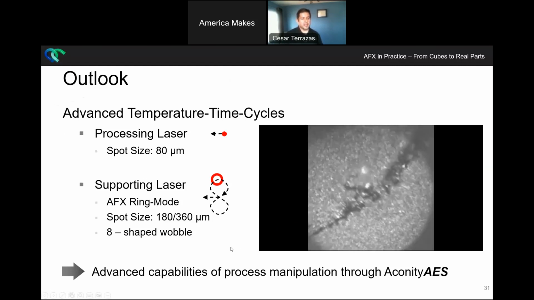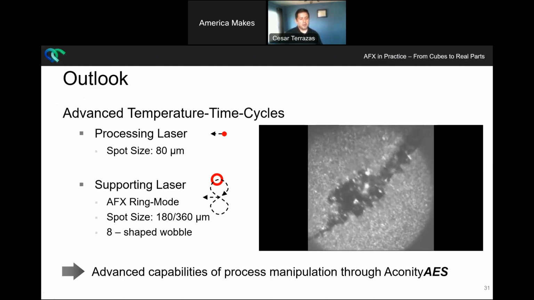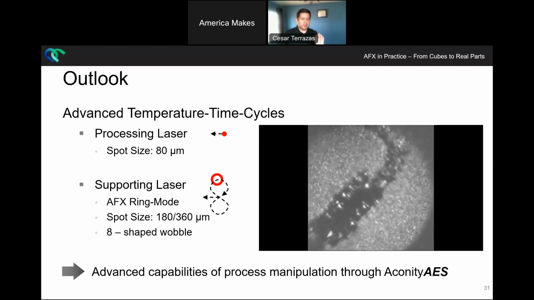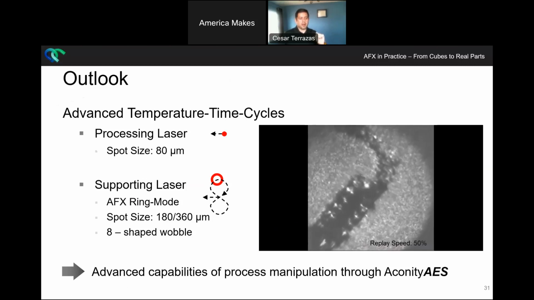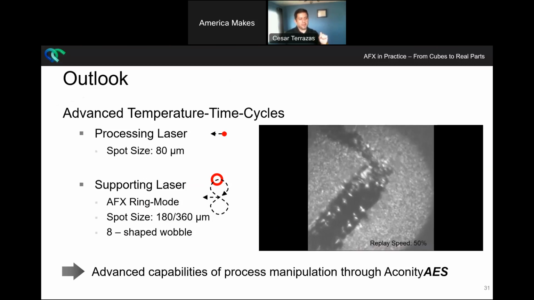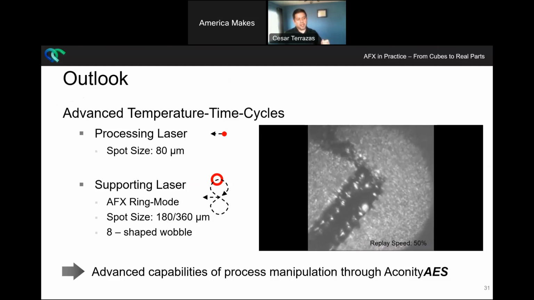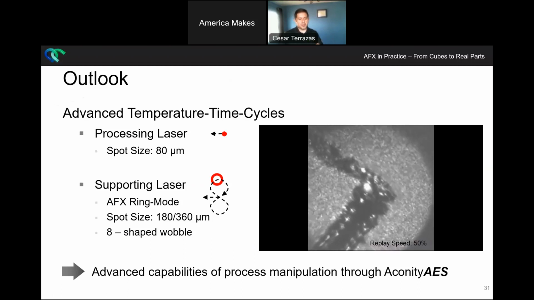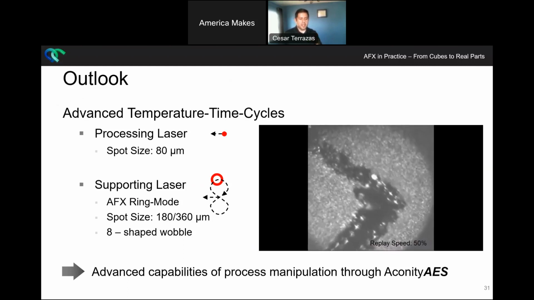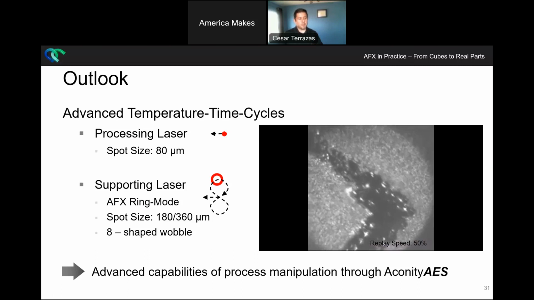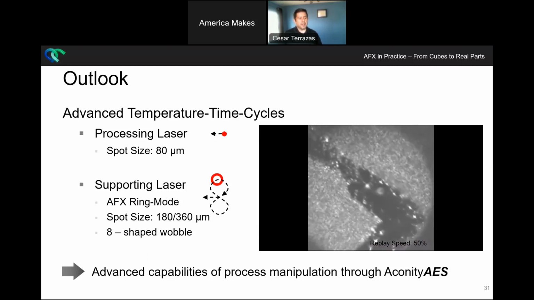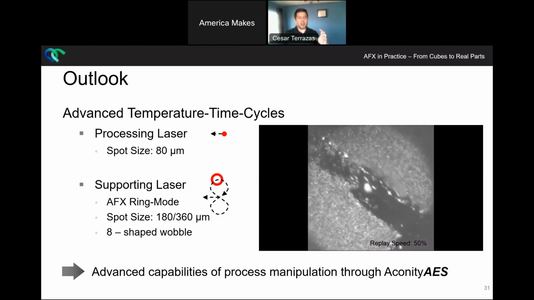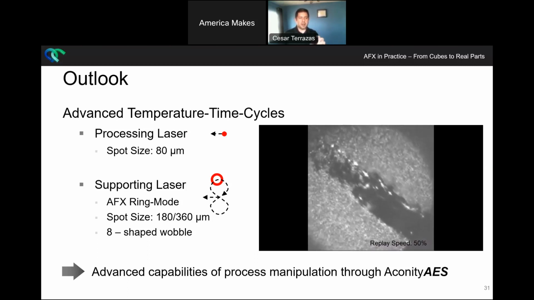Here you can see we have 2 lasers working in synchrony. The first one, the blob in the middle, is a regular infrared laser with a spot size of 80 microns. And then you see the supporting laser, which in this case is again the AFX ring mode, just going across. You see that it's a larger beam, right? And it provides more stability. It is scanning in this pattern of infinity, essentially creating a more stable processing region during the interaction of these 2 beams.